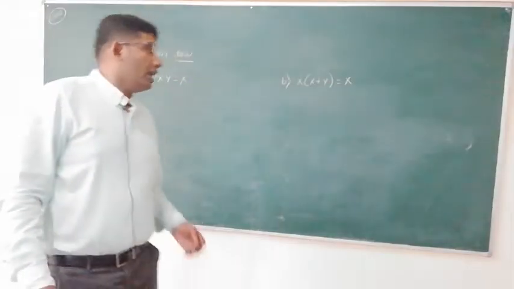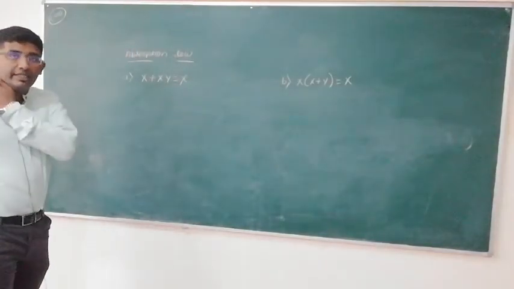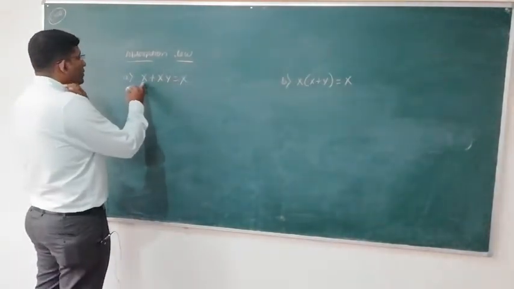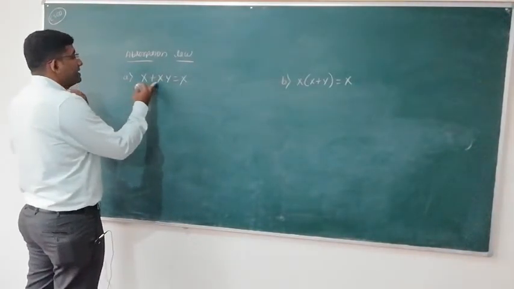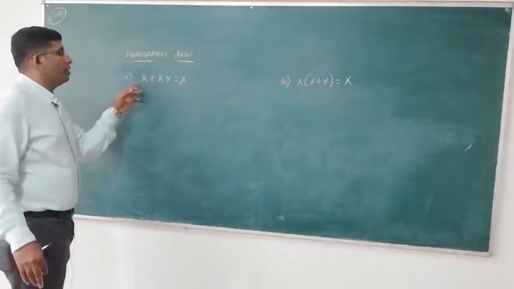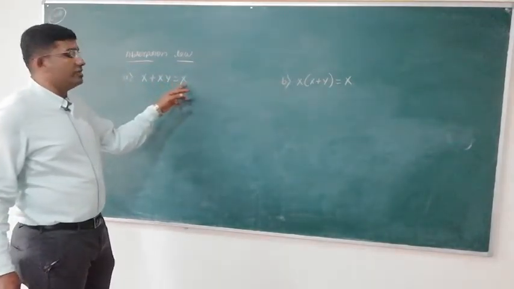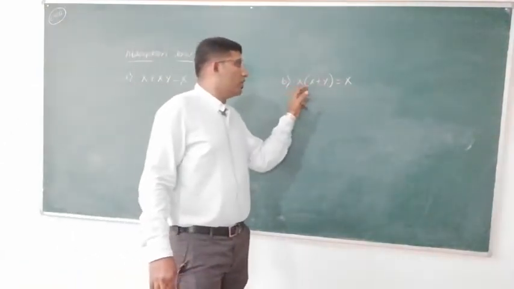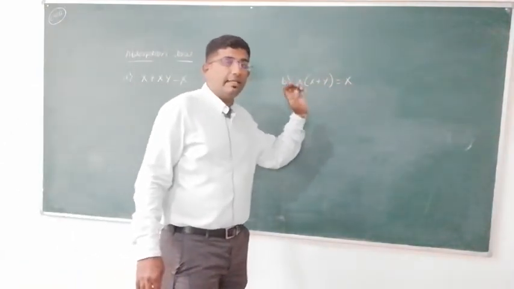And the next one is the absorption law. As the name itself suggests, it is going to absorb the left hand side, that is x plus xy is equal to x. It is going to absorb the entire expression and yield only a single variable.